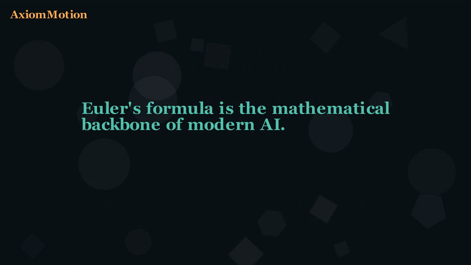From the Fourier transform to positional encoding, from Fourier features to neural operators, Euler's formula is the mathematical backbone of modern AI. Now let us follow the other pathway.